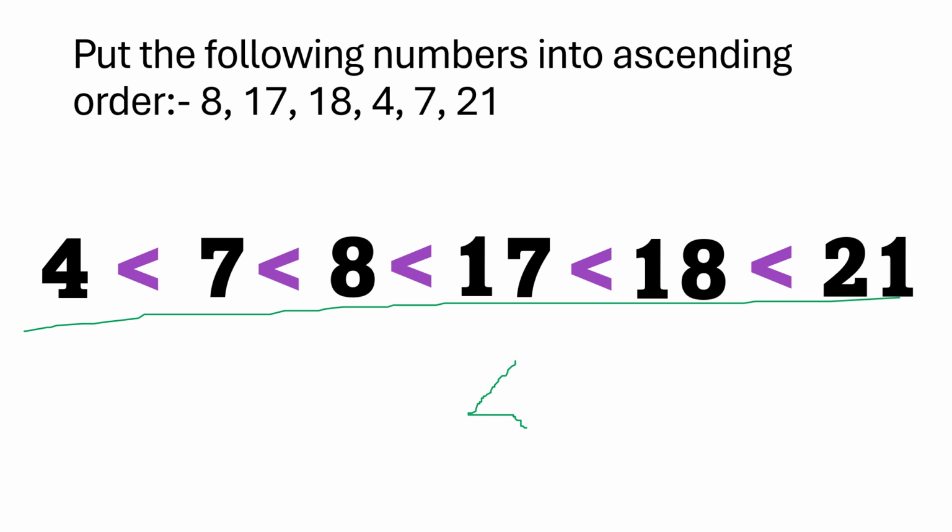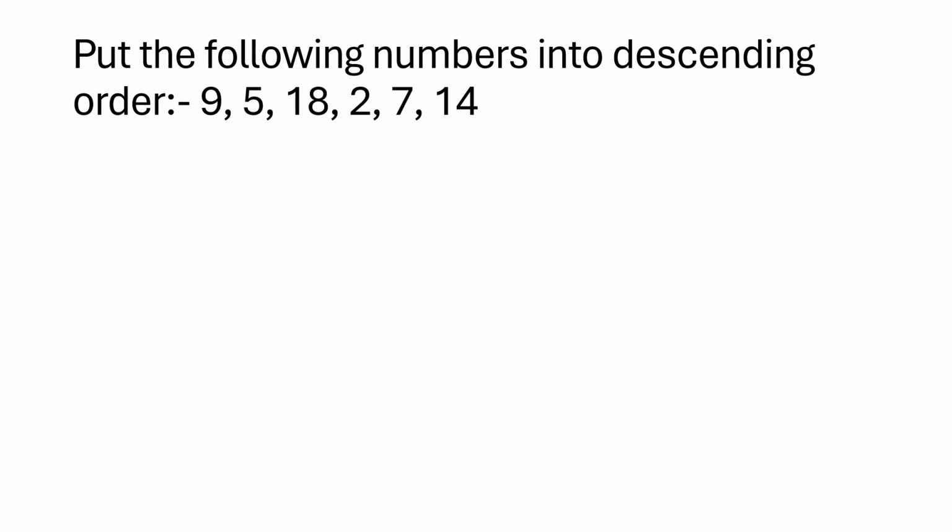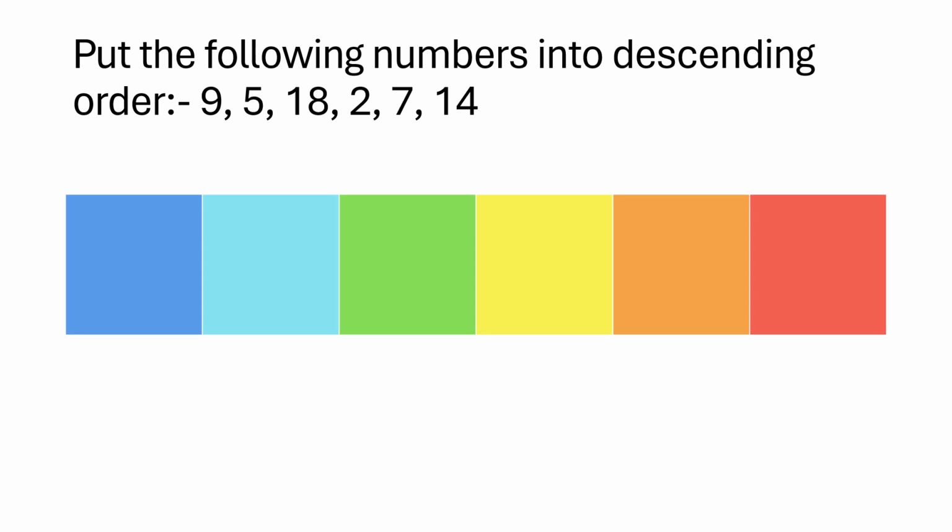Now let's take another question. It is of descending order. So put the following numbers into descending order. I have the same set of numbers which we used in the ascending order. So it is 9, 5, 18, 2, 7 and 14. So now we will make the same table but we will reverse it like this. So over here we have the dark blue color in the first, which represents the bigger number, and we have the red color in the last, which represents the smaller number.